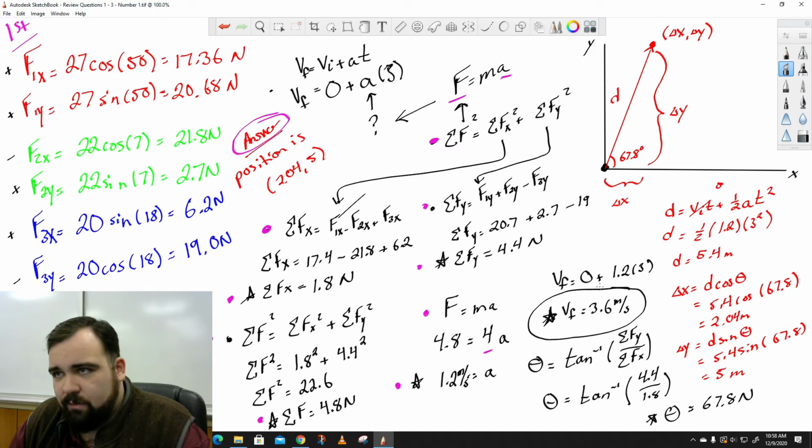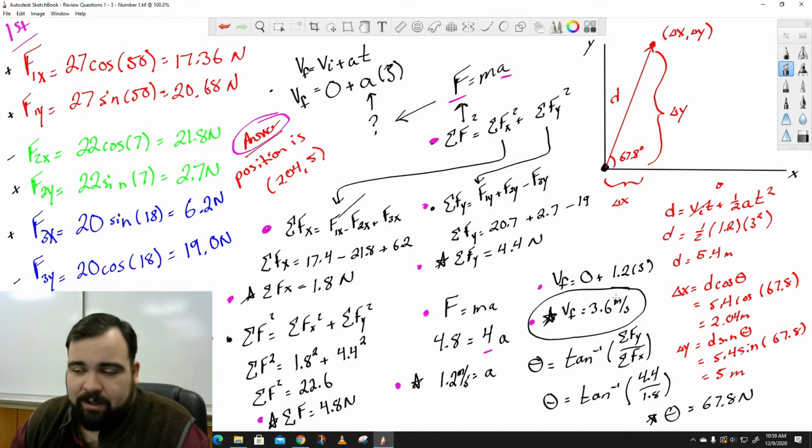Now, we have that acceleration, we should also figure out, say, our vf. I believe that was one of the questions there. Well, we know vi initially was 0. We had our a we just solved for, 1.2, and our time of 3 seconds. We can work through and get a vf of 3.6 meters per second. So now we know what velocity this thing is traveling at.